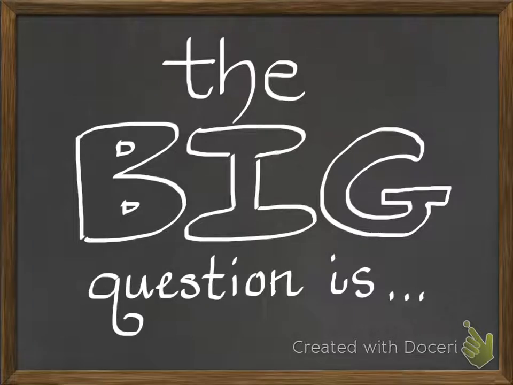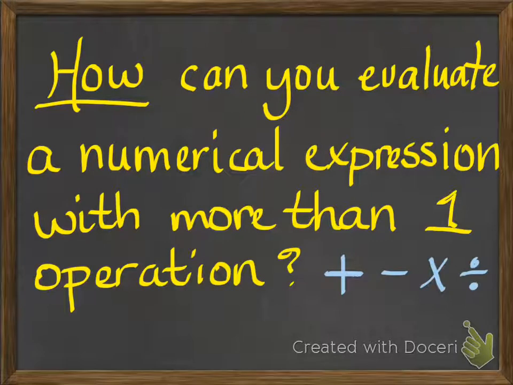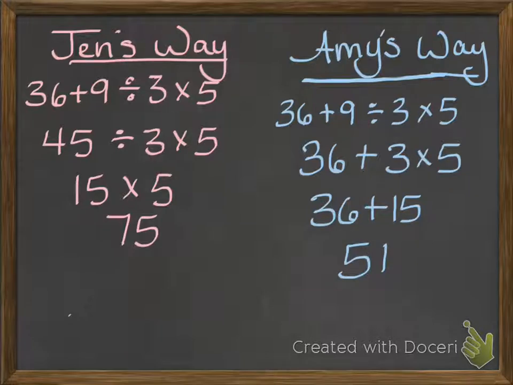So the big question is, if you have more than one operation, how are you going to evaluate? How can you evaluate a numerical expression with more than one of these operations? Let's take a look at what happens to some people. So we've got Jen and Amy here, and they're both given the same problem. The problem is 36 plus 9 divided by 3 times 5.